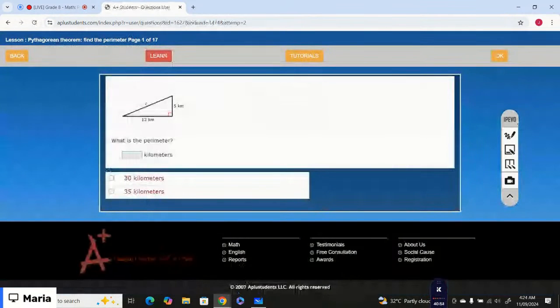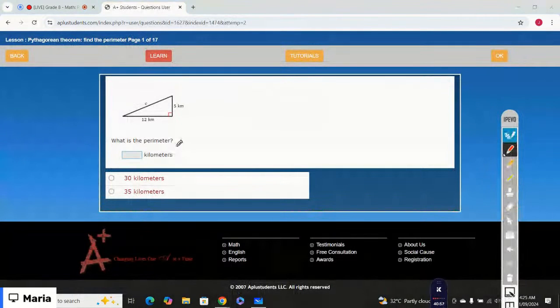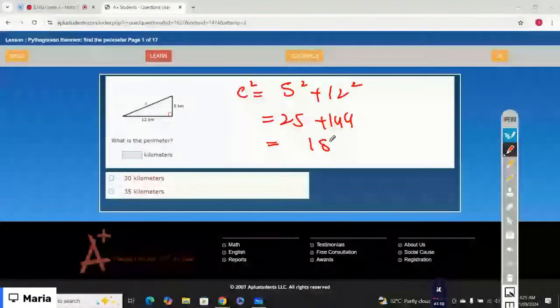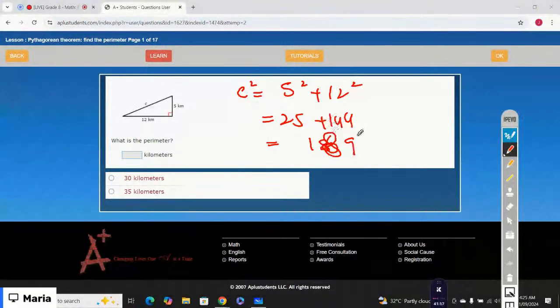What is the perimeter? You are given two of the side lengths. Calculate the third one. For the perimeter, you just have to add all the side lengths, right? So calculate C. C square is 5 square plus 12 square. 5 square is 25 and 12 square is 144. So that would be, I think, 189, 169 it is, right? So 169 is C square, you need to calculate C, that is 13.